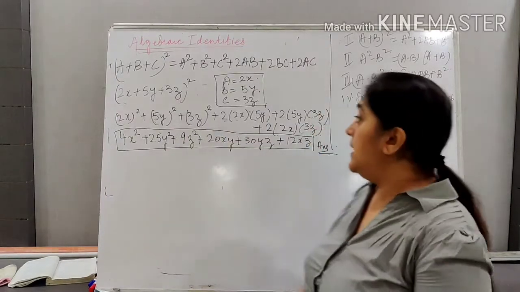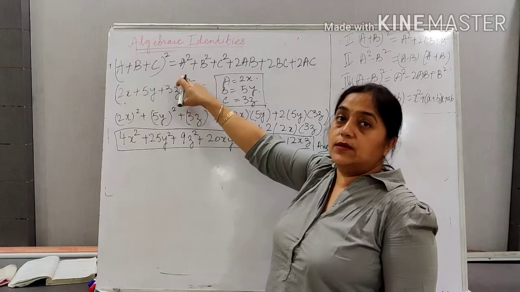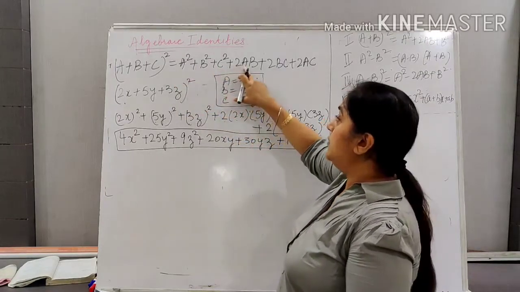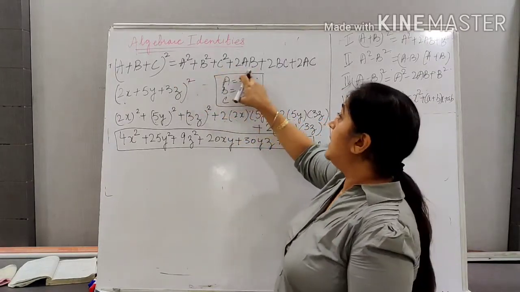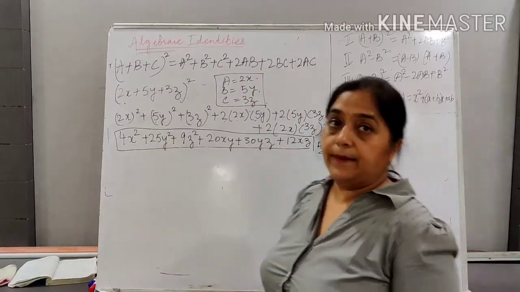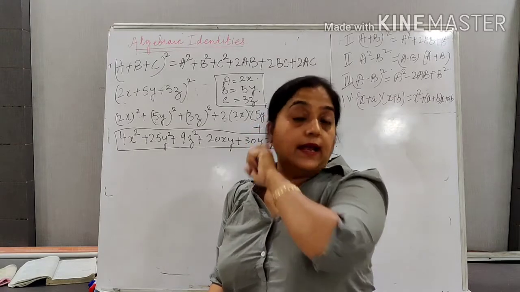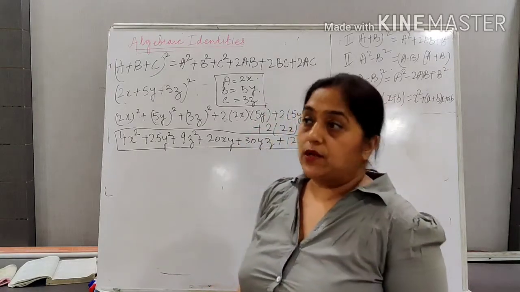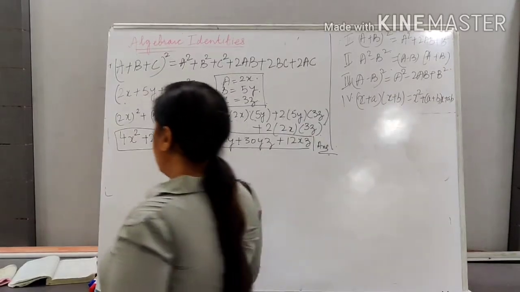Right? What was the question? (a plus b plus c) whole square. The answer should come out. Whenever you expand, you will get 6 terms in the answer. These 6 terms you are getting. Let us take another part and some other forms of expansion of (a plus b plus c) whole square.